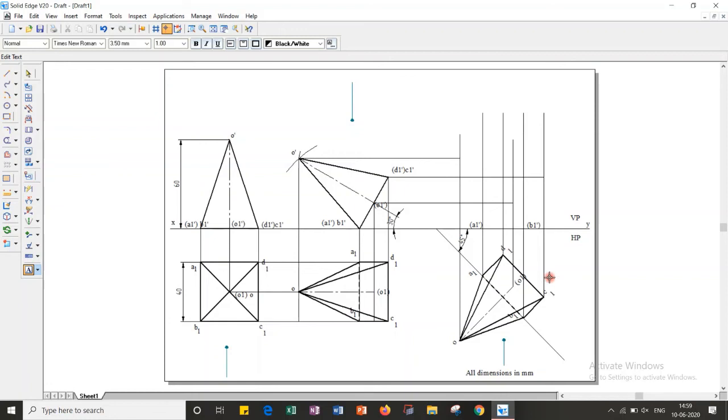Third point, vertical line from C1, horizontal line from C1. These two will intersect here. So this is point C1 dash, and the last point, vertical from D1, horizontal line from D1. These two are intersecting here. So this is D1 dash. This is point O1 dash. You can mark it in the same procedure by identifying horizontal and vertical lines. And this is point O, vertical from O, horizontal from O dash. So this is point O dash.